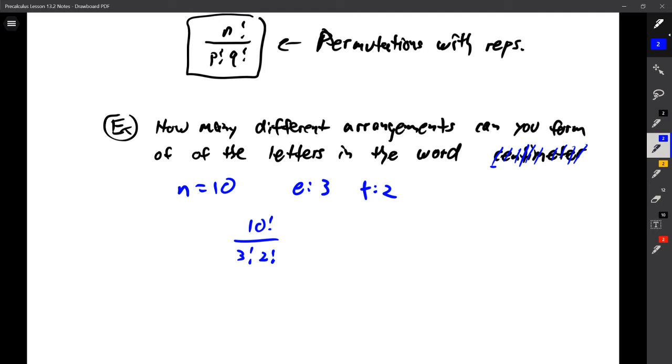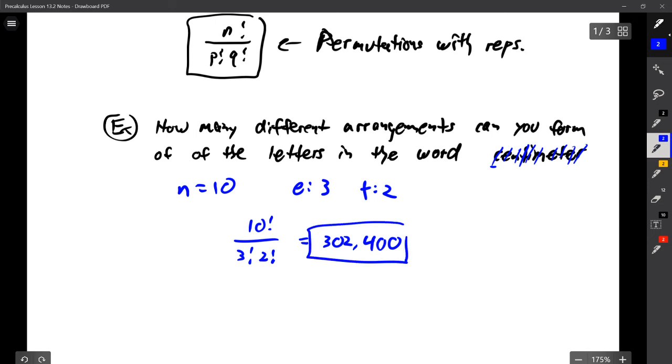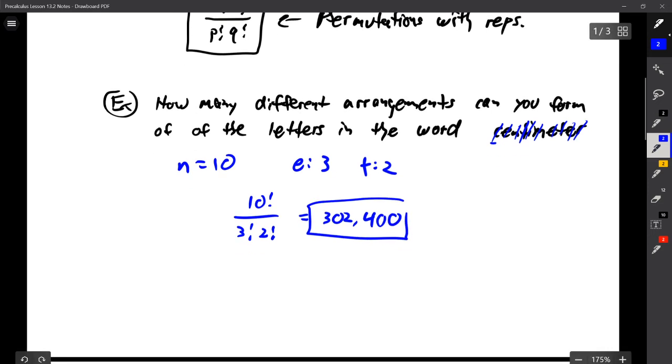I thought I was all ready for this one. All right. Let's see. Well, so 10, that's going to be too big of a number. It comes out 302,400. That's what you should get there. Okay? Hopefully that idea makes sense.